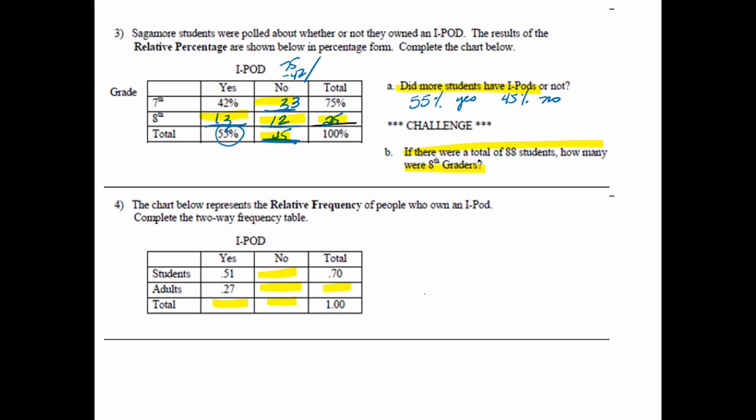If there are a total of 88 students, how many were 8th graders? Well, there are 25% that are 8th graders. So you just take 88 times 0.25, which will give you a number. Or what you can do is take 88 divided by 4, because 25% is like 1/4 of 100. If you divide that, it'll give you 22. So that's actually 22 8th graders.